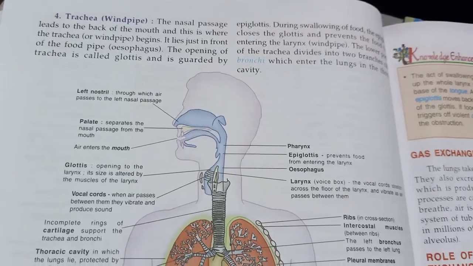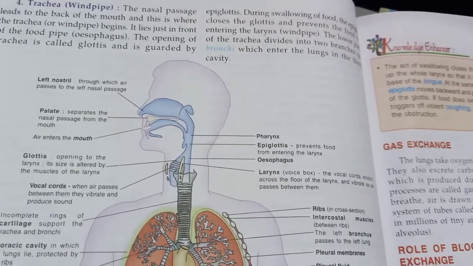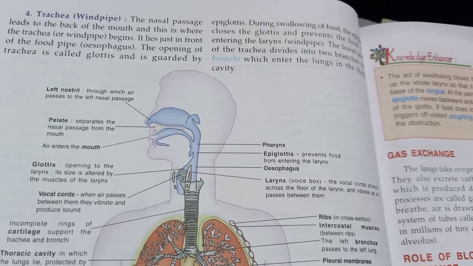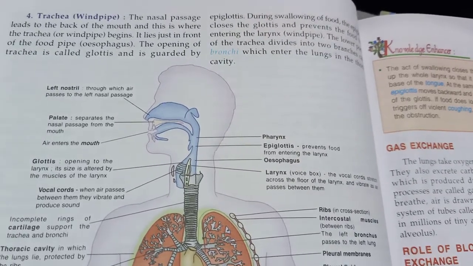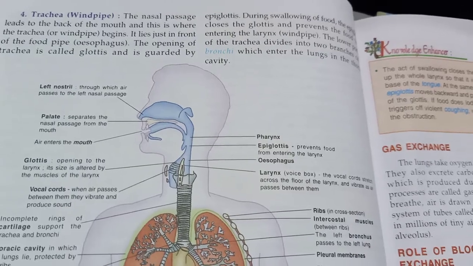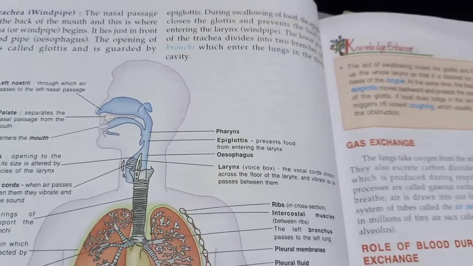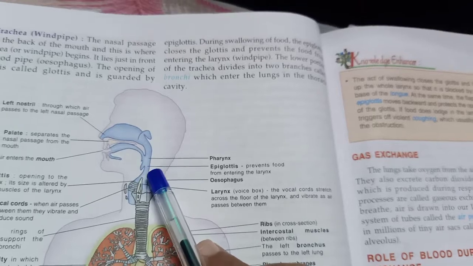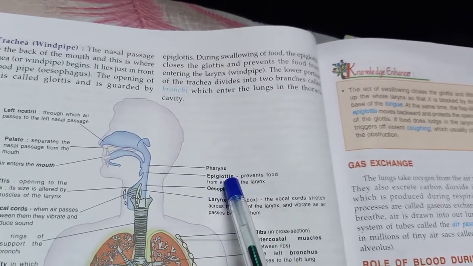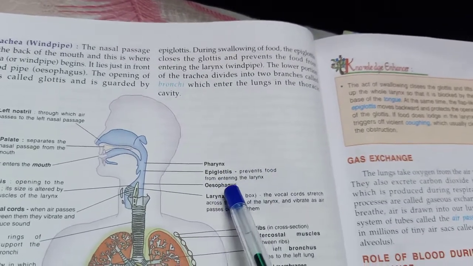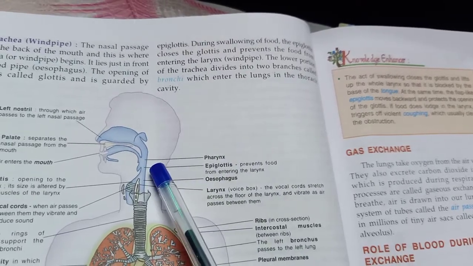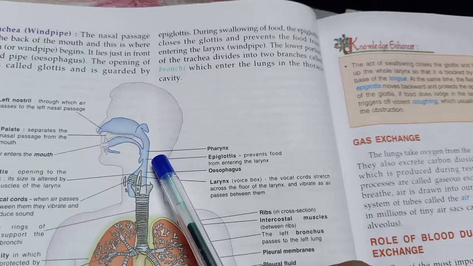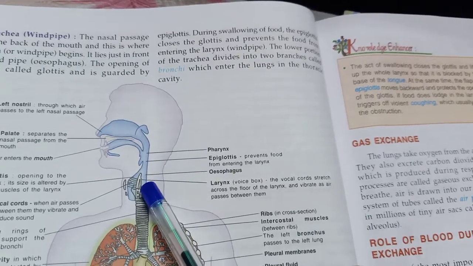Now you have seen glottis, you have seen vocal cords. Now we come to epiglottis. As I have read, the opening of trachea is called glottis and it is guarded by epiglottis. Now I'll show you the epiglottis. Here you can see this part is known as epiglottis, and it prevents the food from entering the larynx. The function of this epiglottis is that it prevents food from entering the larynx.